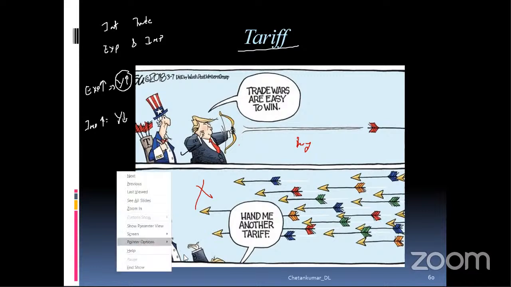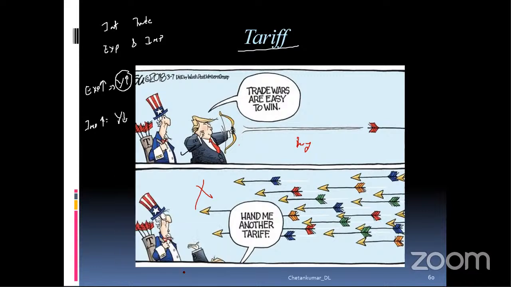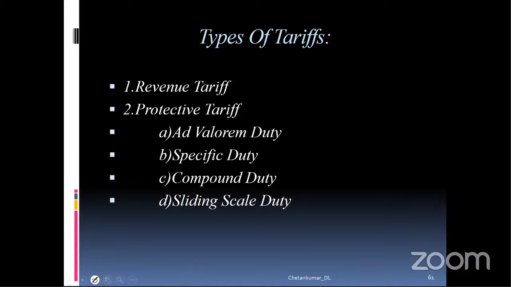Now let us see. There are various types of tariff. You are supposed to know all this by heart. So let us go through it and see what the types of tariff are. First and foremost, revenue tariff, protective tariff.